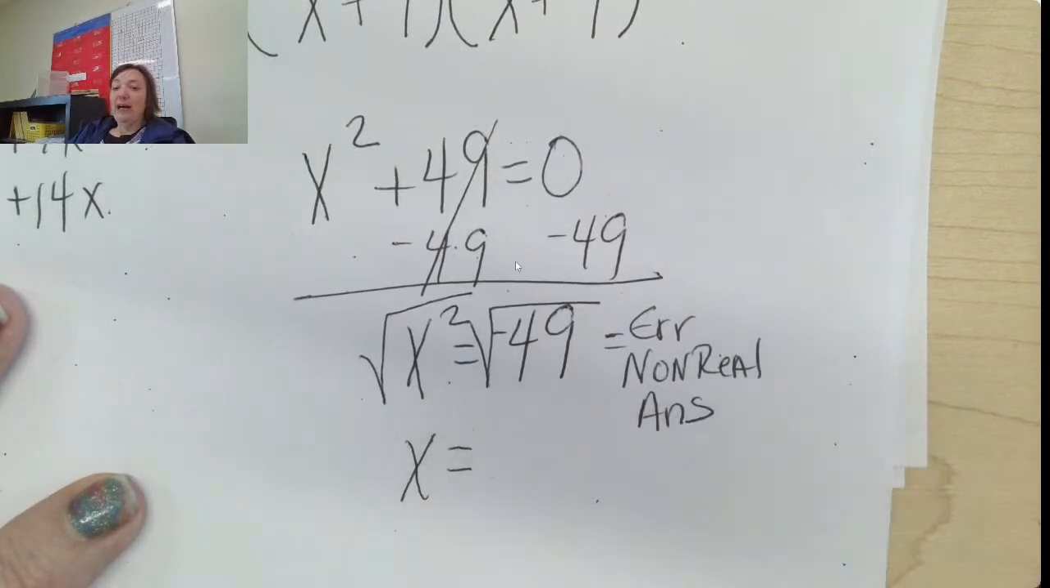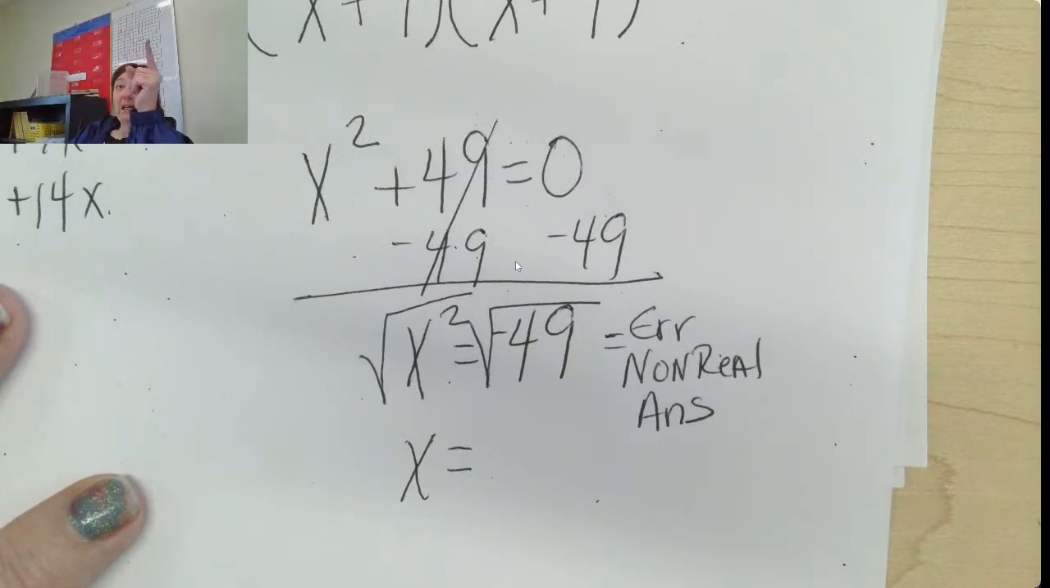So you got error, non-real answer. Now let's talk about why. What does square root mean? Something times itself. A number times itself. So if we're multiplying a number times itself, can we get negative? No. We can't get a negative.